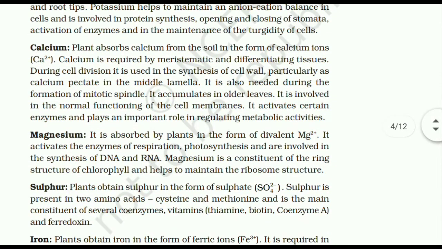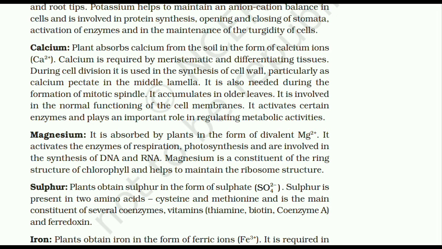Calcium. Plants absorb calcium from the soil in the form of calcium ions. Calcium is required by meristematic and differentiating tissues. During cell division, it is used in synthesis of cell wall, particularly as calcium pectate in the middle lamella. It is also needed during the formation of the mitotic spindle.